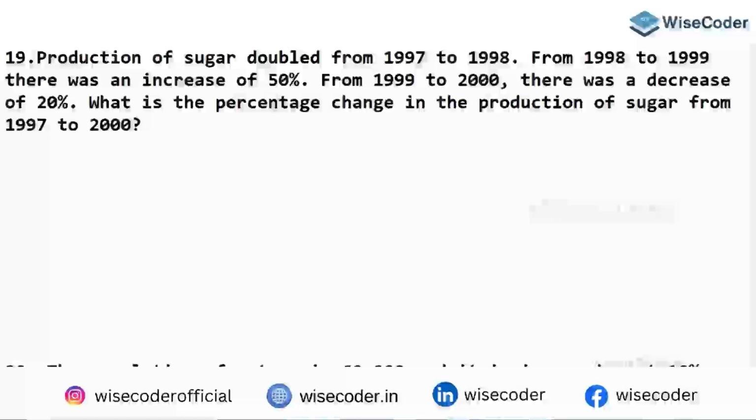Production of sugar doubled from 1997 to 1998. From 1998 to 1999, there was an increase of 50%. And from 1999 to 2000, there was a decrease of 20%. What is the percentage change in the production of sugar from 1997 to 2000? Pretty easy one. Please try to solve it.